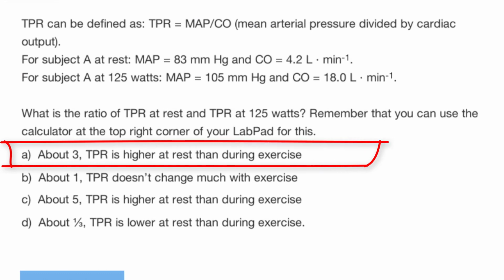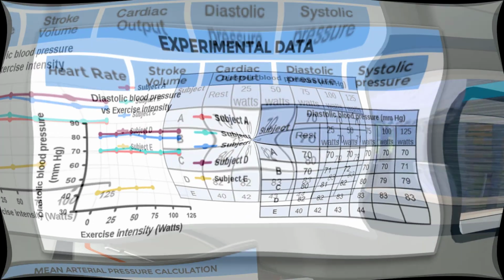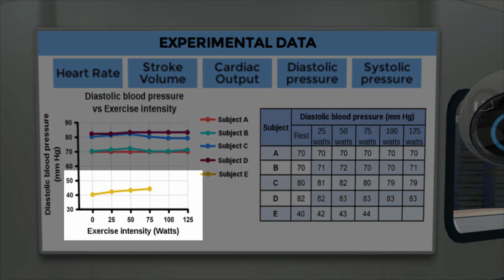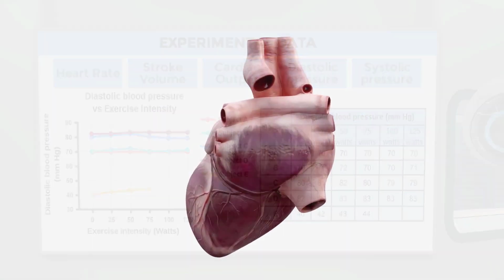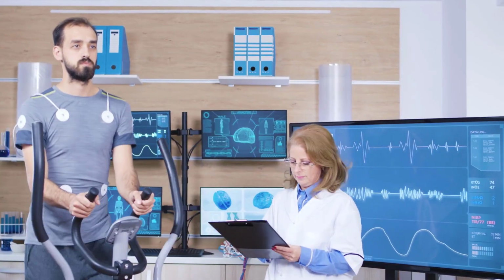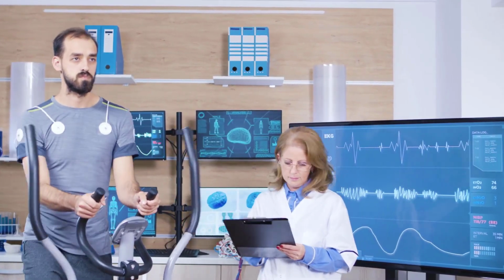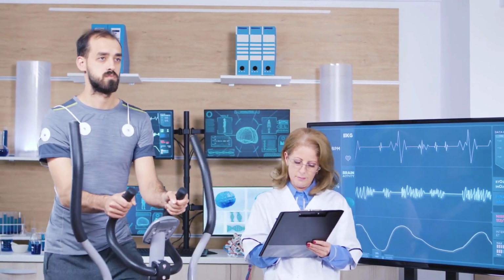That's right. When we exercise, our arteries and arterioles dilate, so they offer less resistance to the blood flow. In case you didn't realize yet, Subject D was unable to finish the exercise at high intensities, and he had a hard time with some of the medium intensity ones. Let's learn a bit more about the valves regulating the blood flow in the heart. That will maybe help us understanding what happened with the last subject. Click Continue on the lab pad to teleport again to the heart scene.